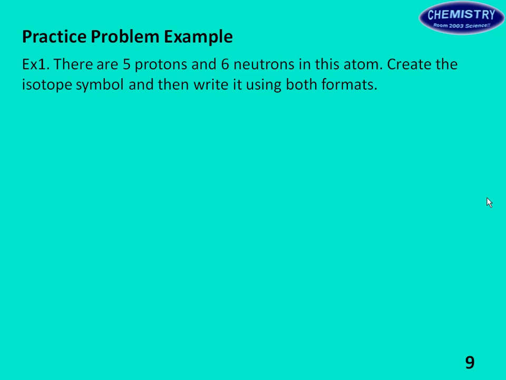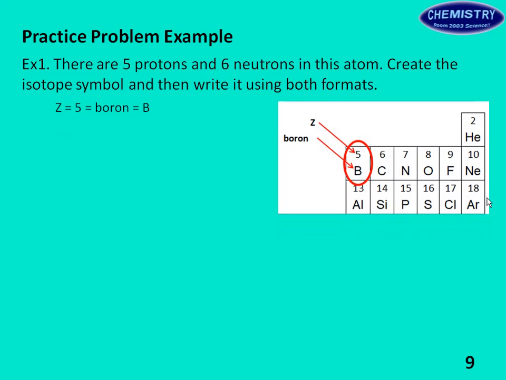The 5 problems that you will work for homework follow this very same approach and solution process. You have an atom with 5 protons and 6 neutrons. Create the isotope symbol and then write it using both formats. So we want to start with the Z to identify the element name and symbol. So Z equals 5. On a periodic table we find that, and the element symbol is capital B, which represents boron. And you may need to look up, we'll probably need to look up some of the element names in the practice problems online.